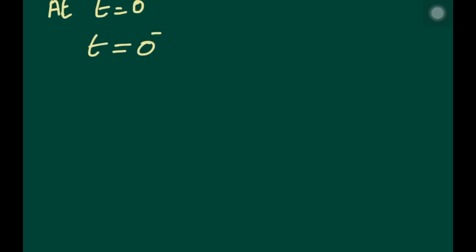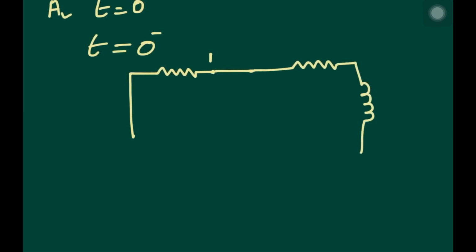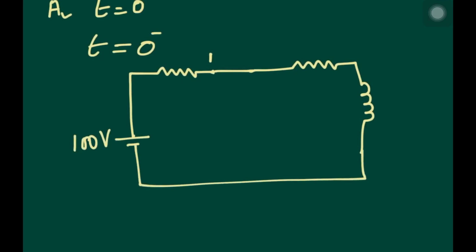at the instant before the switching to position number 2 takes place, that is at t equal to 0 minus, which means the previous instant, whether any network current is flowing through the circuit. Now, when the switch is connected at position number 1, a voltage source is connected, due to which the current will be flowing through the circuit. The voltage connected is 100 volt. So at that instant, what is the current flowing through the circuit?